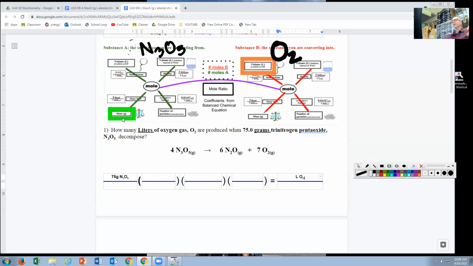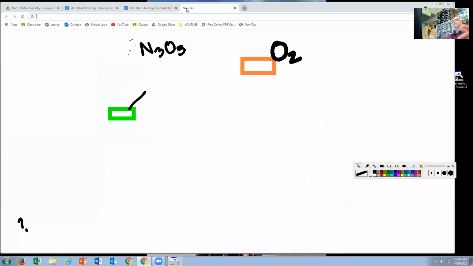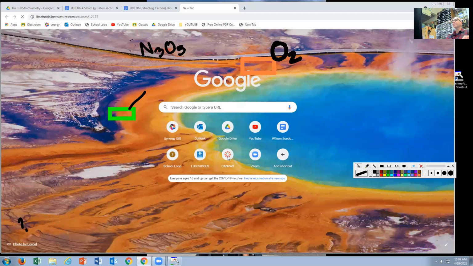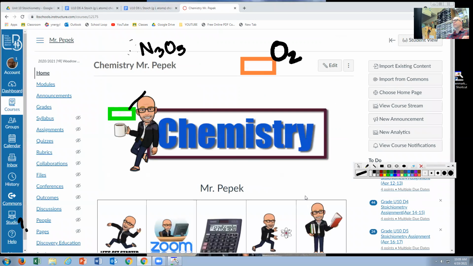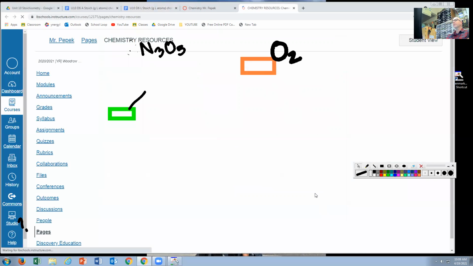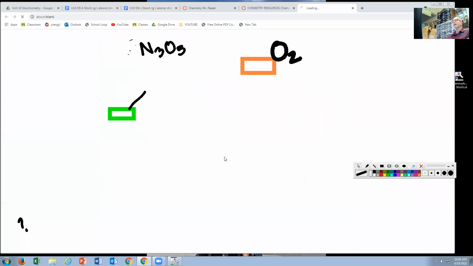So what conversion factor is going to come right here in this space? What conversion factor is going to come right here, this first conversion factor, ladies and gentlemen? That's right, it's going to be molar mass. The first thing we're going to do is take the molar mass, and we need to find the molar mass of this N3O5 compound. So to do that, we need to go get a periodic table. So we're going to go into Canvas, and once we get into Canvas, you're going to come down to our resources and click on the periodic table.